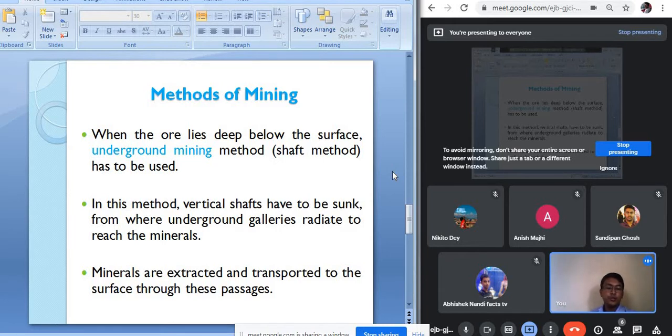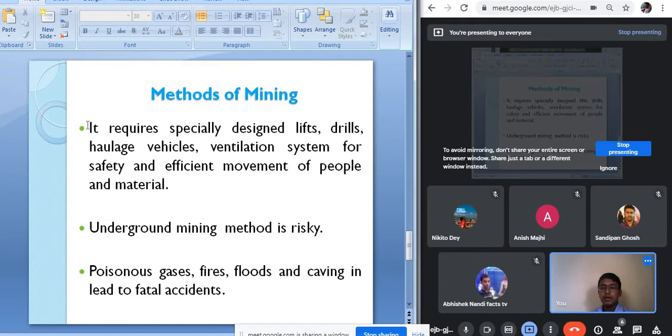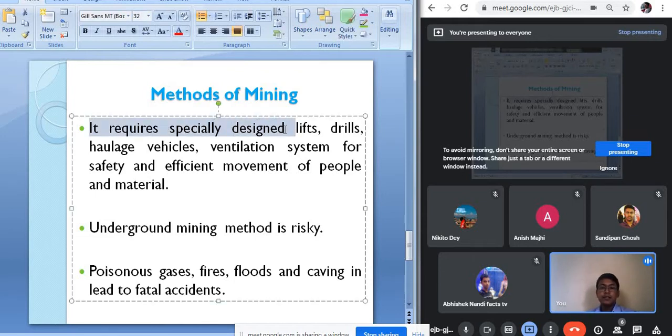So we came to know what mining is and what the different factors and types of mining are. Now see, this kind of mining, the underground mining, requires specially designed lifts, drill machines, haulage vehicles, and ventilation systems for the safety and efficient movement of the people and the material.